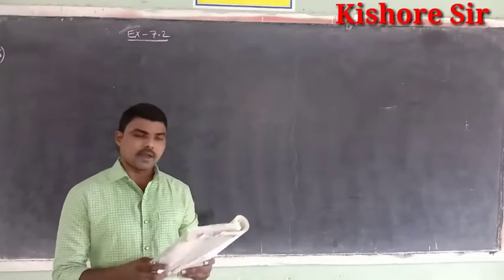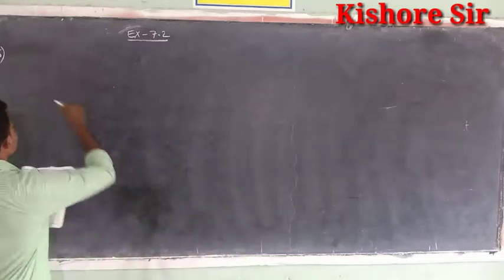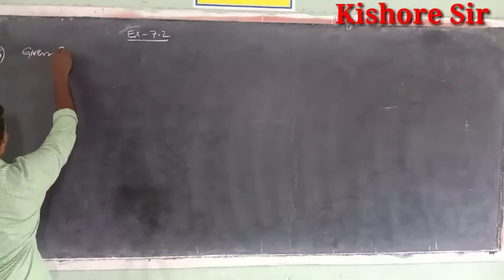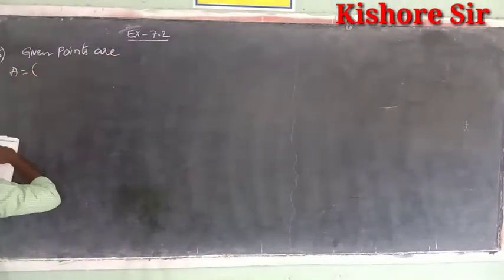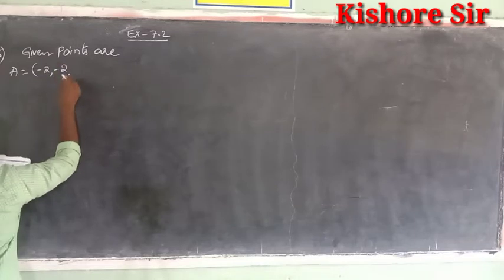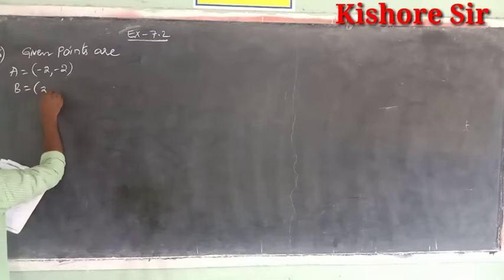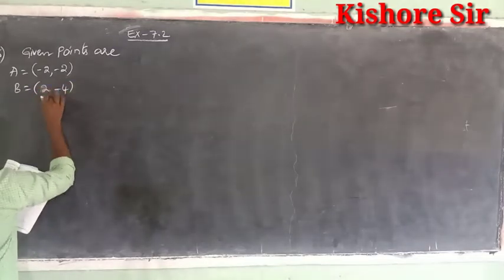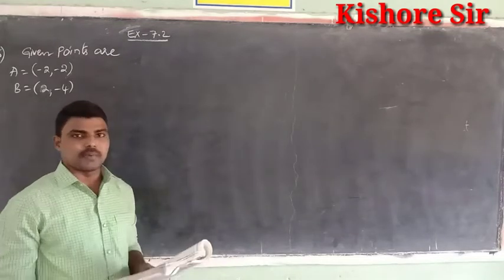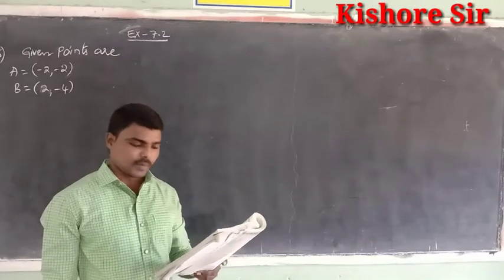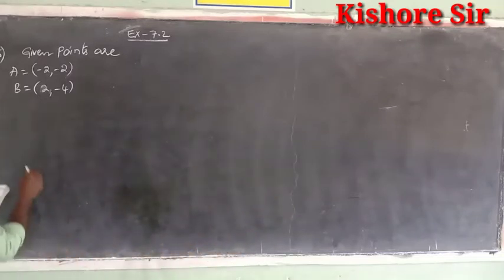See here, 2 points are given. Those are A and B. The given points are A = (-2, -2) and B = (2, -4). These two are given points. We have to find the coordinates of the point P which lies on the line segment AB and such that AP is equal to 3/7 AB.